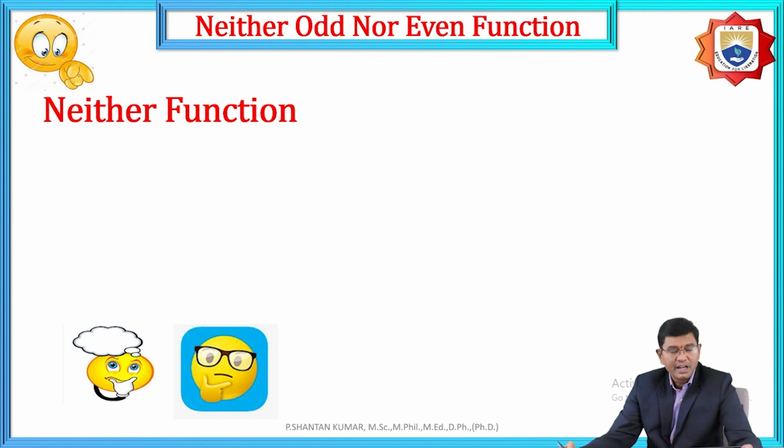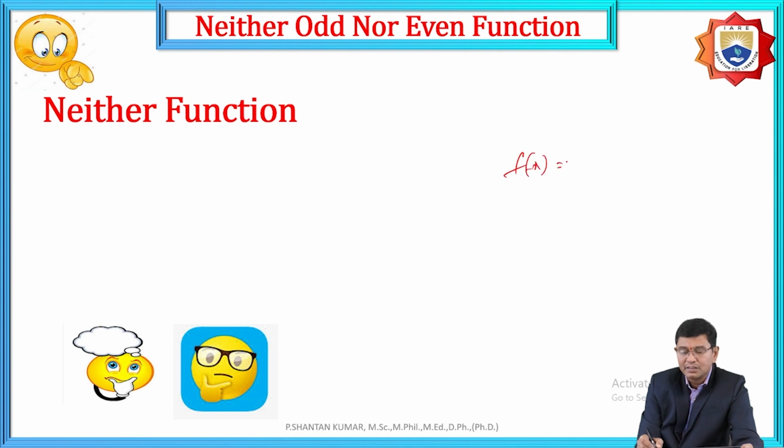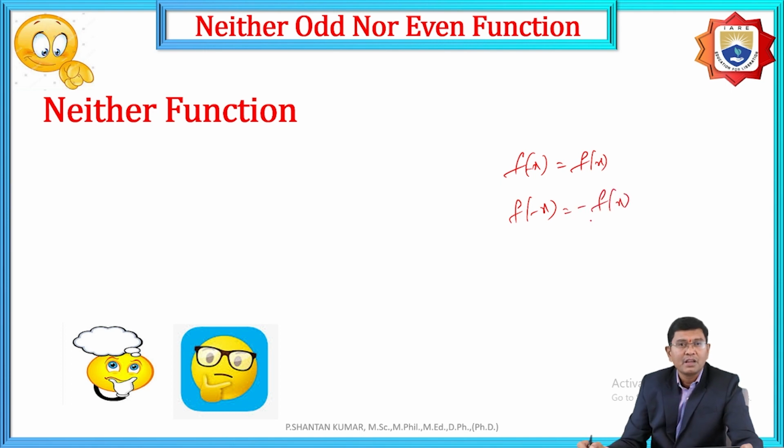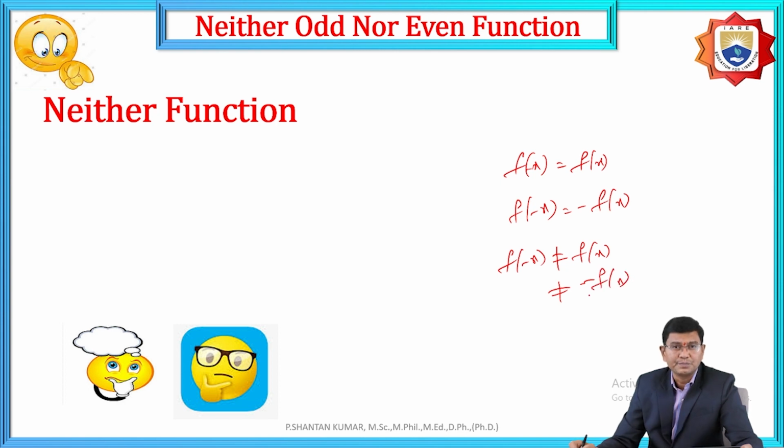And next, coming to the next point, the neither function. The neither function is different from the even function and the odd function. An even function is one where f of minus x is equal to f of x, and an odd function is one where f of minus x is equal to minus f of x. But a neither function is neither an even function nor an odd function. That means f of minus x is not equal to either f of x or minus f of x. Such types of functions are known as neither functions.